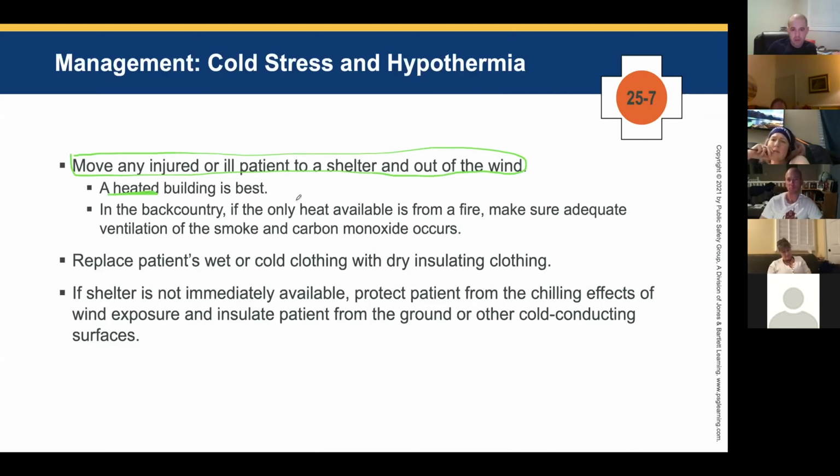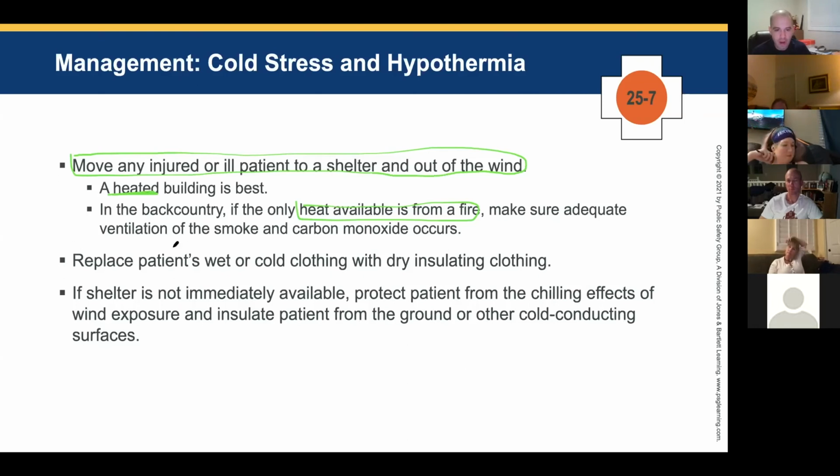Sometimes in the backcountry, your only heat may be a fire, so we want to make sure that we have adequate ventilation of the smoke and carbon monoxide. If you can imagine, if you're in the backcountry and you create a fire in your tent, A, you might burn your tent, but B, you're going to have a bunch of other problems, right? So you may survive the cold injury, but you won't survive the carbon monoxide poisoning.